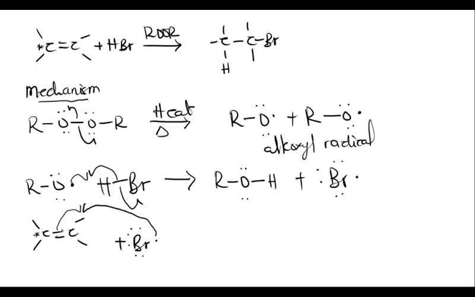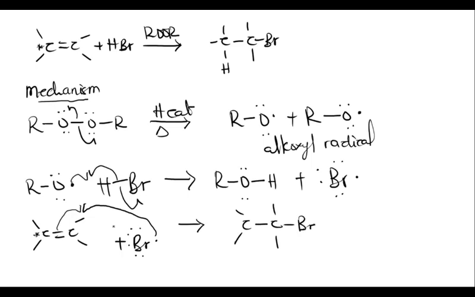This will happen: one of the electrons from the double bond will react with the one electron of the radical to form a bond. Now that bond will be situated on the less substituted carbon, which is this one that we have over here. So we have this single bond, then we have this, and then Br.